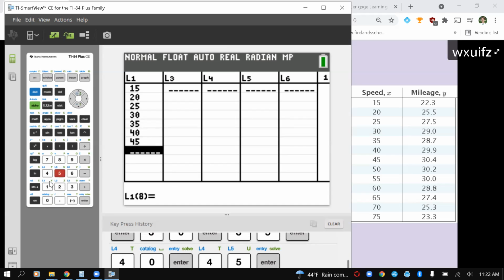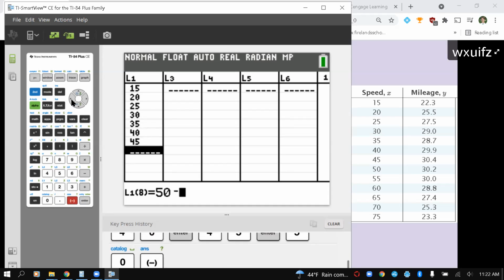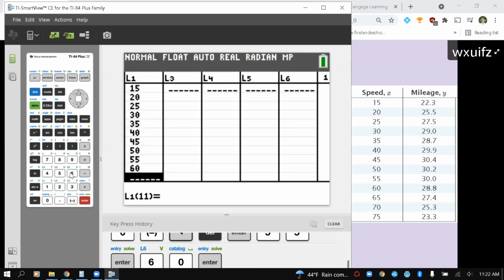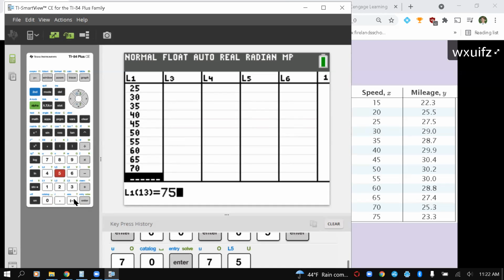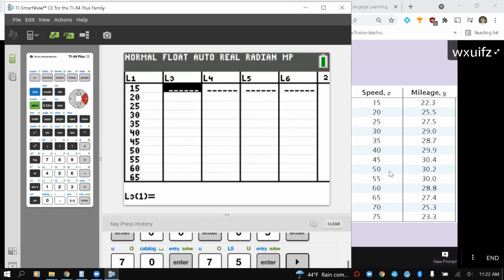45. 50. Nope, that's not how you type 50. There's 50. Oh no, I missed a number. 65. I lied. 7. By the way, notice what happens as your speed gets past 50. What's starting to happen to your miles per gallon.